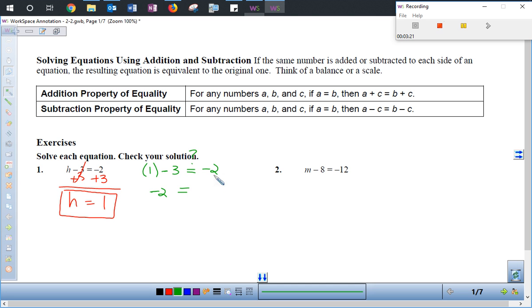And then I'm going to bring down my equal sign and bring down what's on the right side. Oh, that's not a 2. So we're left with negative 2 equals negative 2. Now since my left side equals my right side, that means that this one is definitely your correct answer.